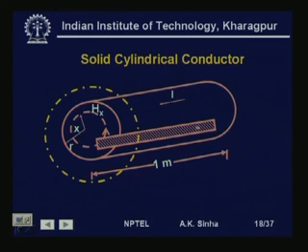Now, if we look at this strip, which is 1 meter long and of thickness dx at this point x from the center, how much flux will be passing through this strip? Since the flux lines are concentric, and we know the flux density, the area which will be involved for the flux lines will be dx into 1.